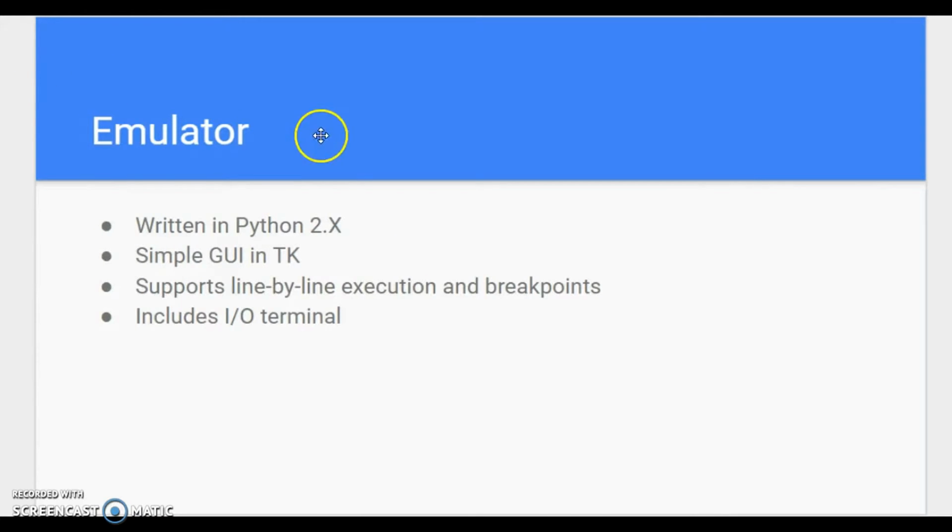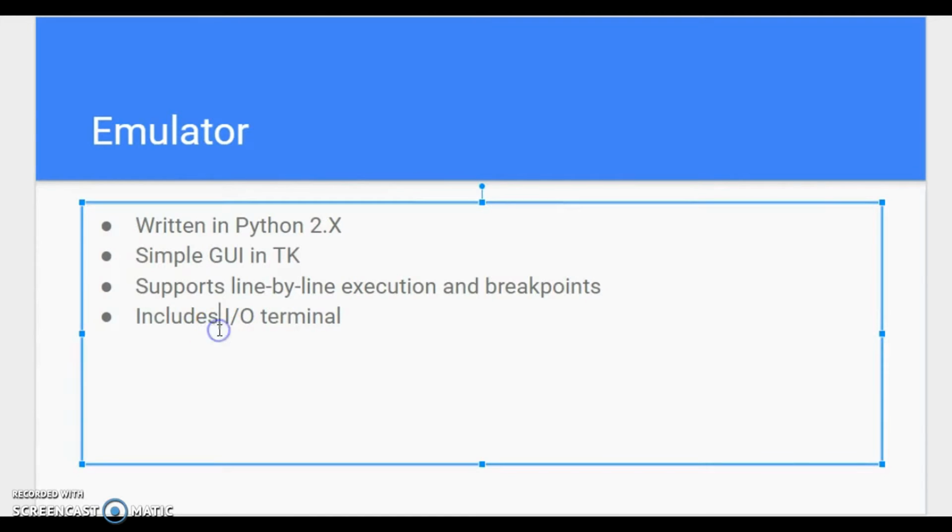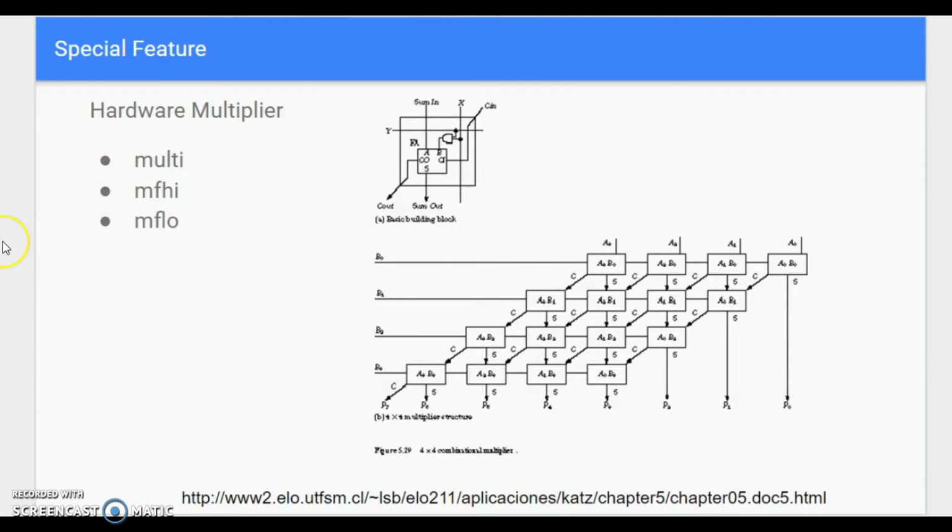So I did write an emulator in Python. There's a simple GUI in native Tk, and it was very useful in debugging, and it's still useful in debugging. The special feature that I have is the hardware multiplier. It's used whenever you call these 3 instructions: the signed multiplication and the move from high and low.